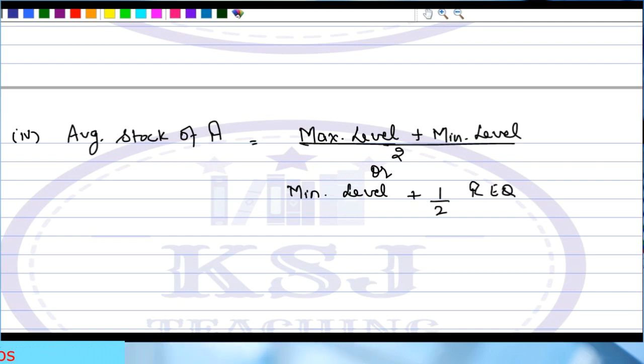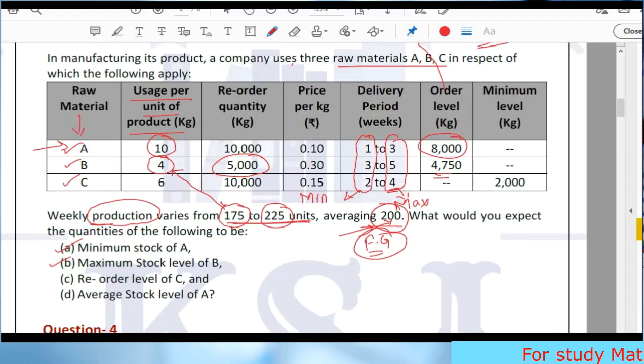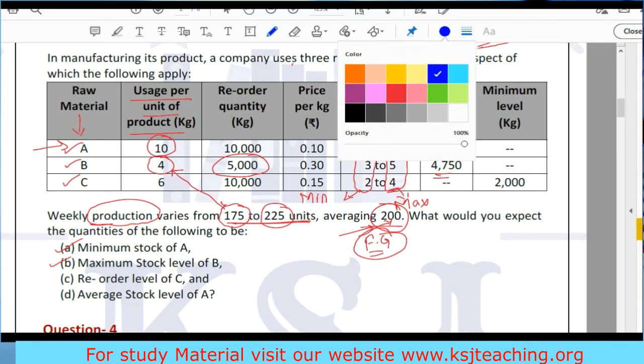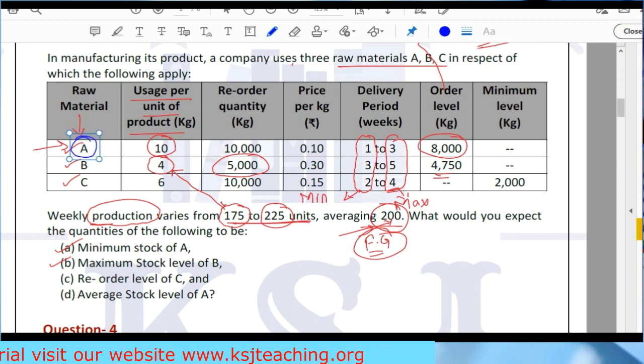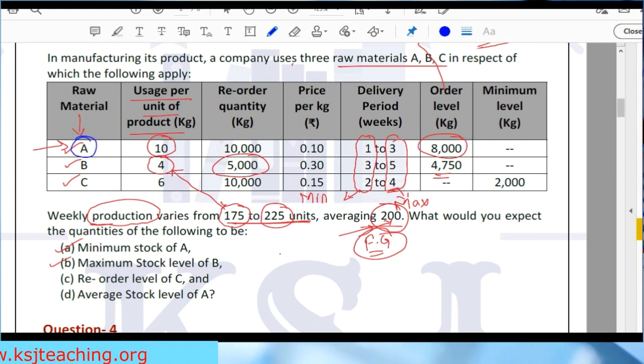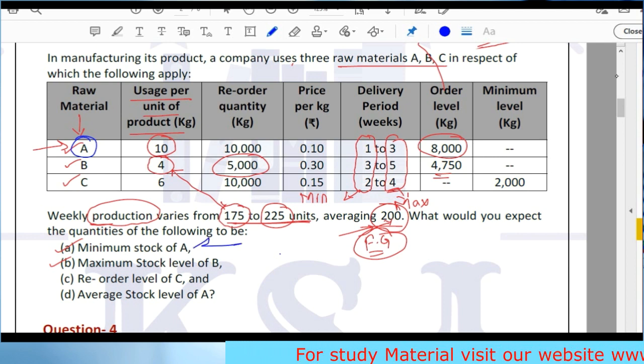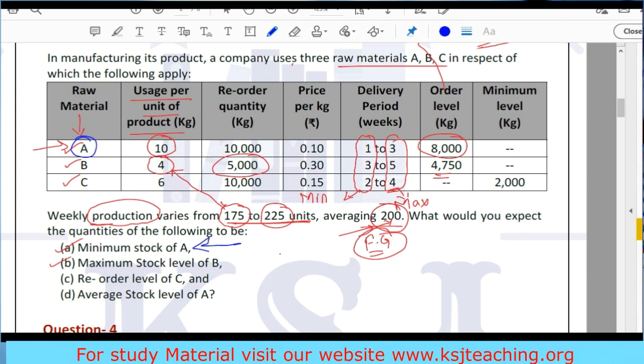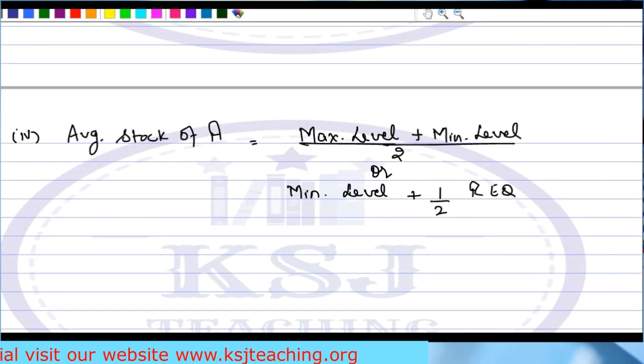Now let's see the question, what information is given to us. Accordingly, we will see which formula can be applied. First, we'll come to maximum level plus minimum level divided by 2. We are talking about A only, right? For A, what do you have? Do you have the maximum level for A? Sir, have you calculated the maximum level somewhere? No, sir. Do you have the minimum level of A? Yes, sir, this minimum level we calculated here, but we don't have the maximum level. Can we apply this formula? Sir, we cannot apply this formula.